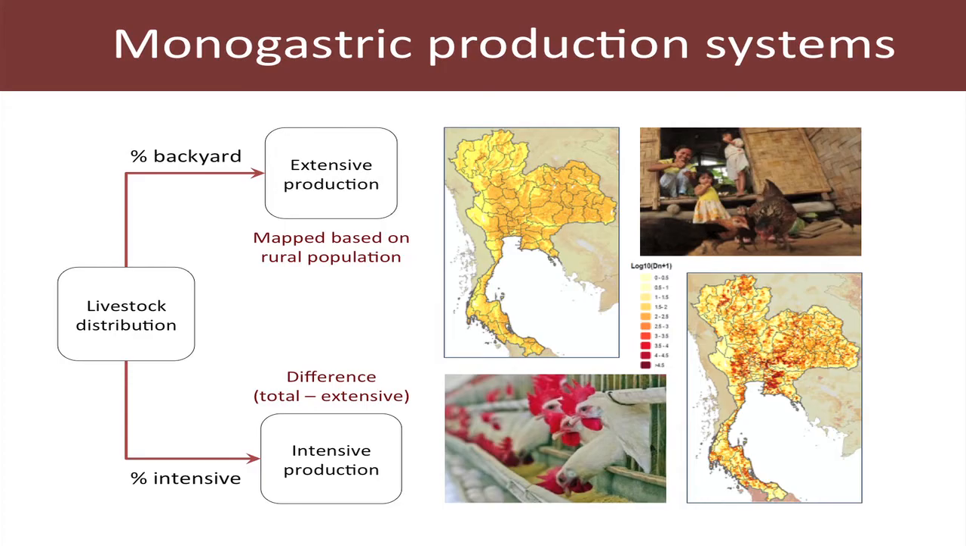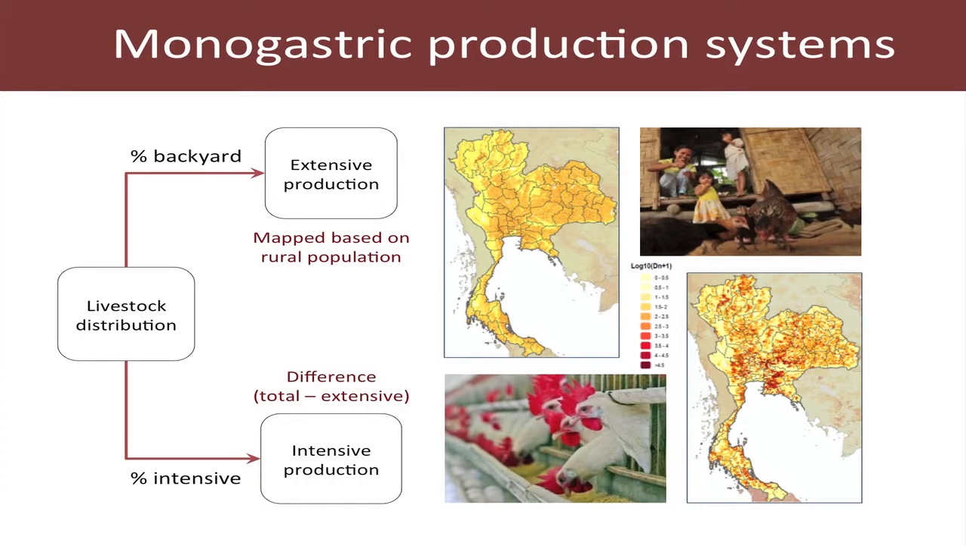And I'll just illustrate the production system mapping by looking at the chicken sector, monogastric production systems. So we start on the left-hand side with our livestock distribution map, and then we estimate the proportion of those livestock that are held in backyard systems compared to intensive systems. And we share out the backyard poultry amongst the agricultural rural population, and then the difference between that backyard production and the overall production we assume to be industrial production.